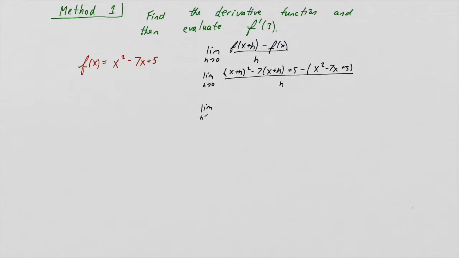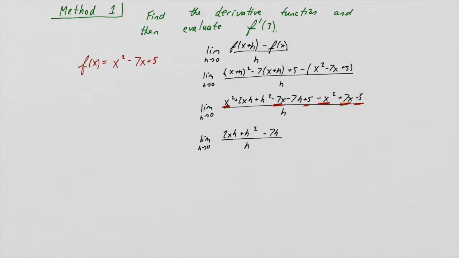And we're just going to simplify this. The limit as h approaches 0. We're going to multiply this binomial times itself. Here we get x squared plus 2xh plus h squared minus 7x minus 7h plus 5. Distribute our negative: minus x squared plus 7x minus 5 all over h becomes the limit as h approaches 0 of, we have a bunch of stuff here that cancels out, our x squared cancels with our negative x squared, our negative 7x with our positive 7x, our 5 with our negative 5. So we're left with 2xh plus h squared minus 7h all over h.